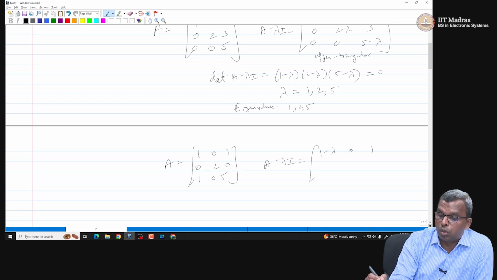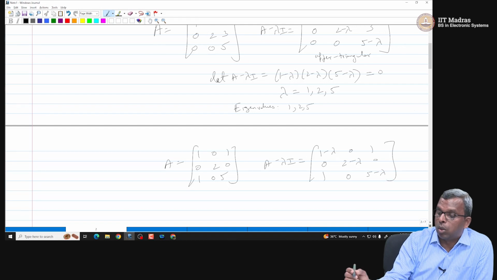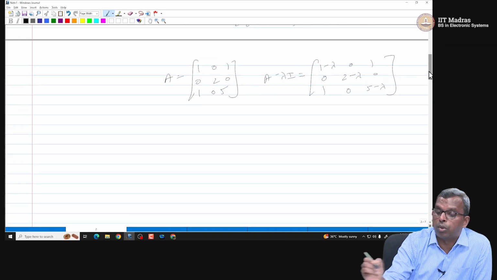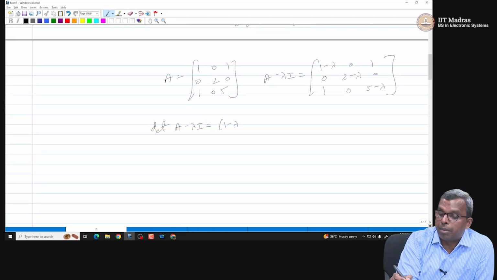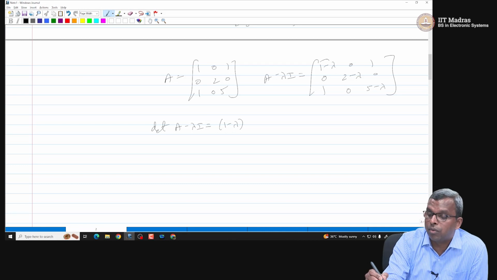1 minus lambda, 0, 1, 0, 2 minus lambda, 0, 1, 0, 5 minus lambda. Let's see what happens to this one. So I have to do the determinant of A minus lambda I. Notice how I do it. I start with this value, 1 minus lambda, and then I take the determinant here, right?